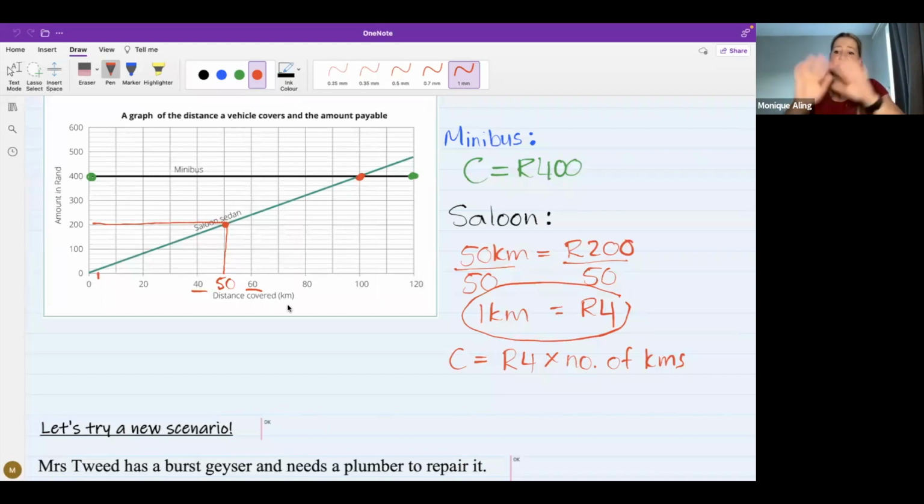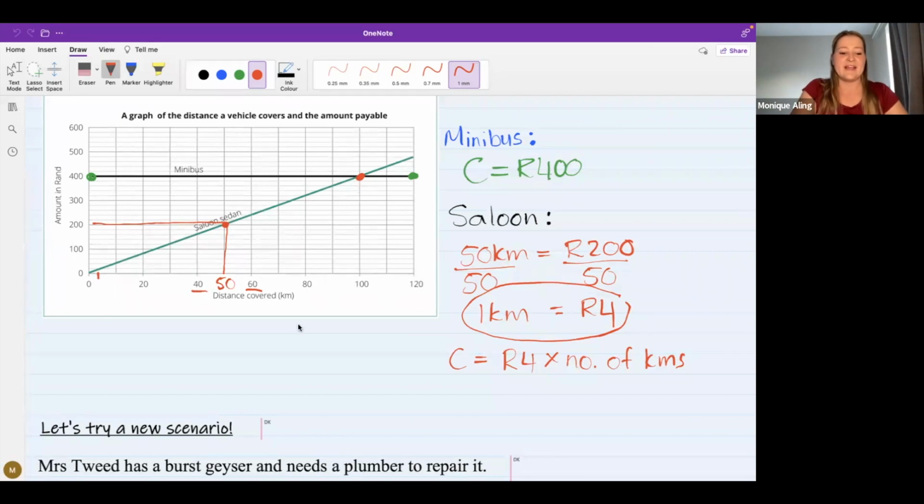But other than that, is everyone okay with this explanation? Does it make a bit more sense? I know that the saloon one is a little bit more tricky. Okay, good. So I'm seeing yeses. Great, guys. Okay, so the main thing here was to just clarify that you can make formulas based on looking at a graph and all the information given there.